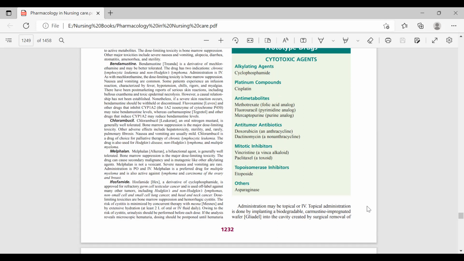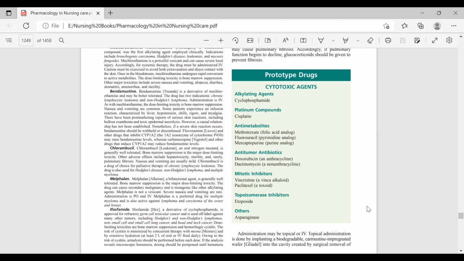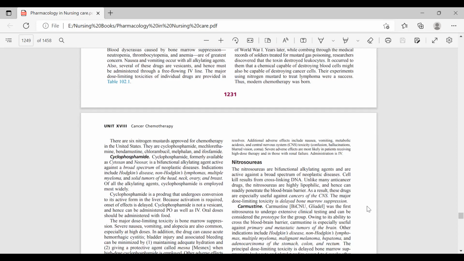And again, as we have learned with cyclophosphamide, ifosfamide has protective therapy with mesna to reduce the risk of cystitis, and extensive hydration, that is at least 2 liters of oral or IV fluid daily. Owing to the risk of cystitis, urinalysis should be performed before each dose. If the analysis reveals microscopic hematuria, dosing should be postponed until hematuria resolves.